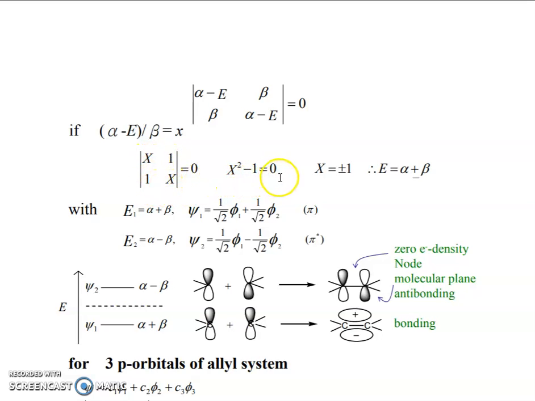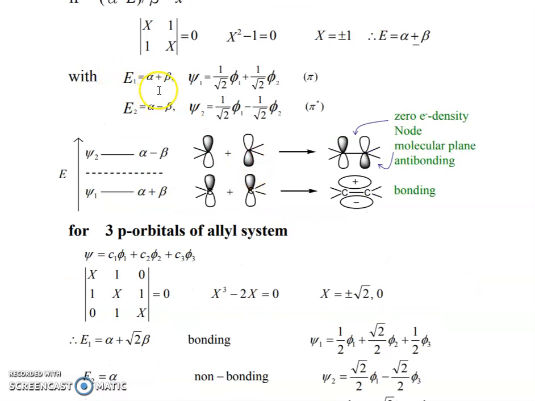X squared minus 1 is equal to 0, so x is equal to plus or minus 1. So E is equal to alpha plus or minus beta. So E1 is equal to alpha plus beta, this is pi. E2 is equal to alpha minus beta, pi star. So you have the psi 1 and psi 2 with energies alpha plus beta and alpha minus beta.